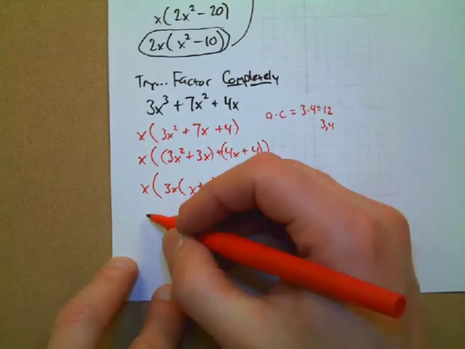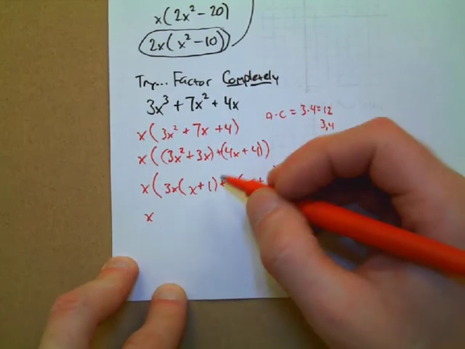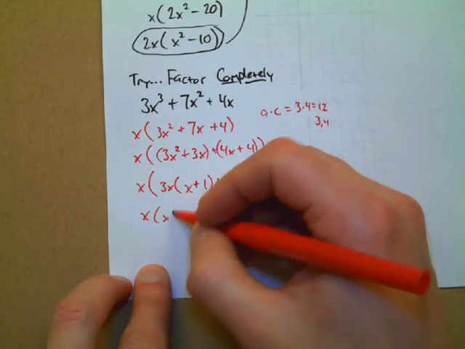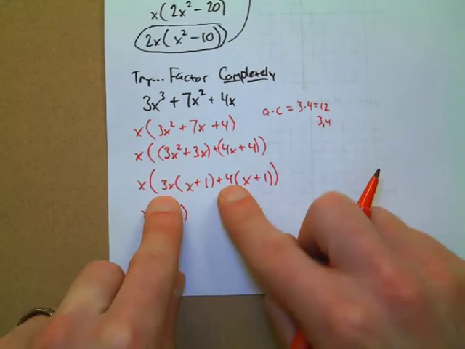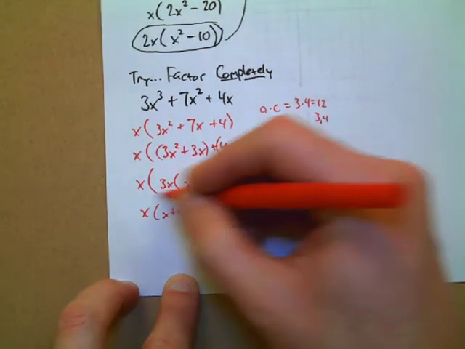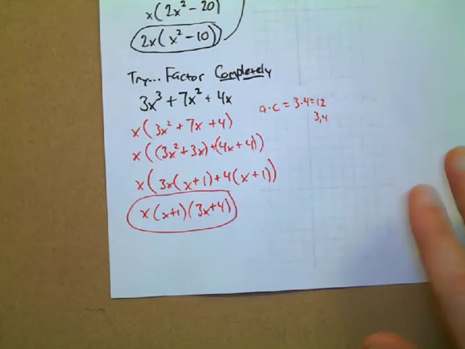So anyway, we're almost done. These both have an x plus 1 in common, so we'll take that x plus 1 out, and that leaves behind 3x plus 4 there. Okay, and there it is, fully factored. Just like that.